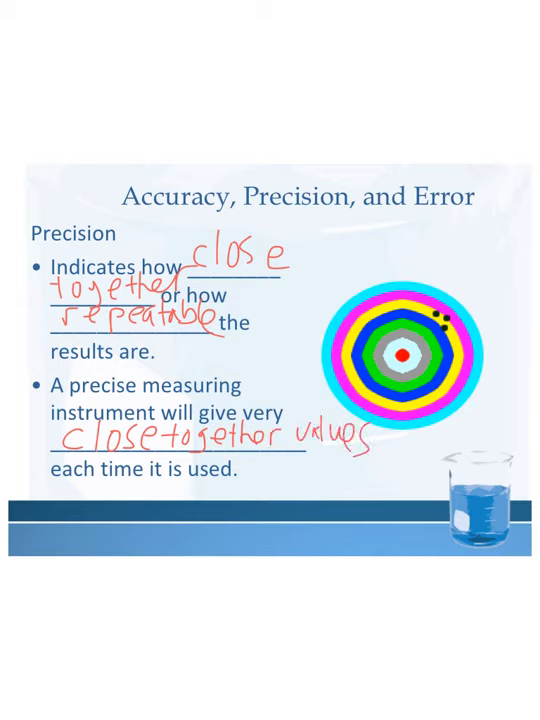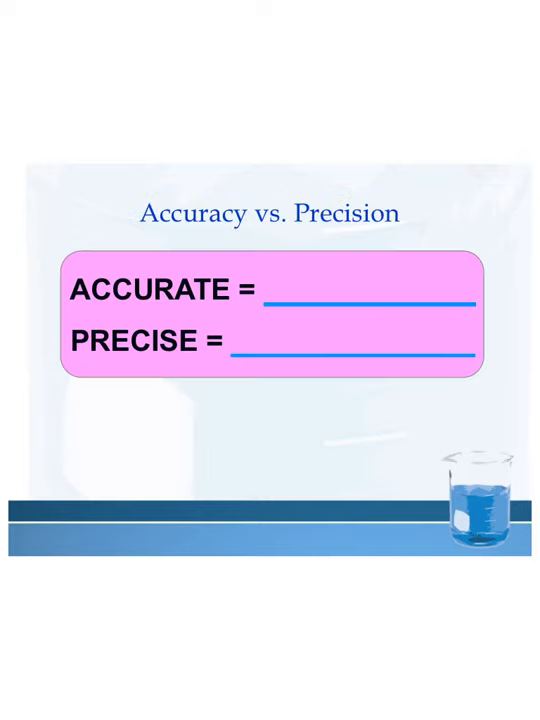Okay, so let's look at this dartboard. The person who threw the darts did not do a very good job of hitting the bullseye, but notice every time they're getting answers that are close together. So we would call that precise. They're doing things the same way. They're getting things very close to where they should be, or to each other, I should say. All right, so accurate, again, means that it is correct, and precise just means that it's close together, that you're getting similar values each time.